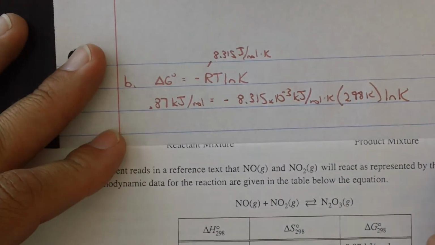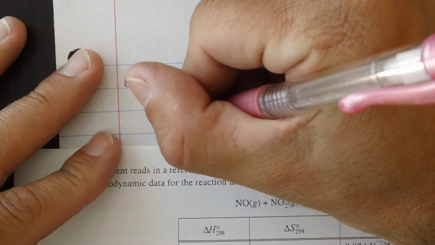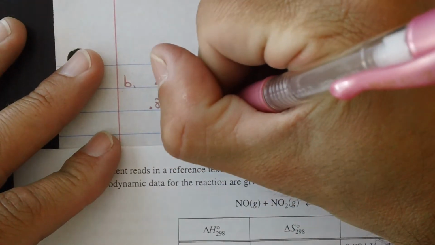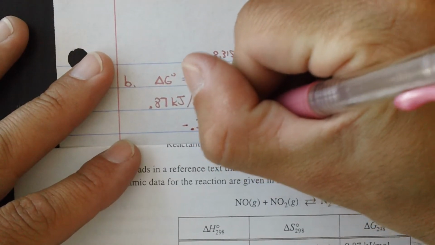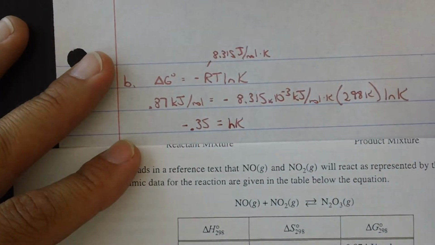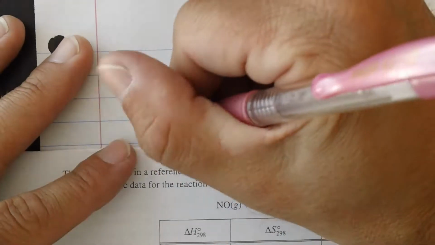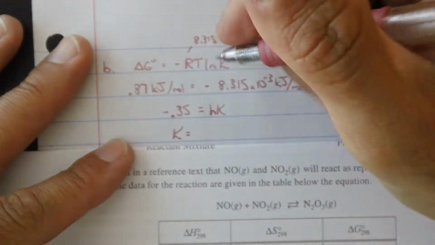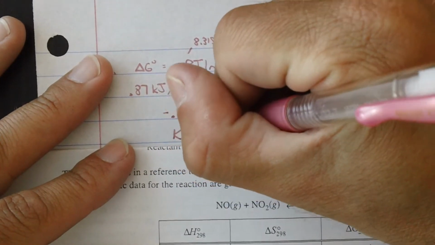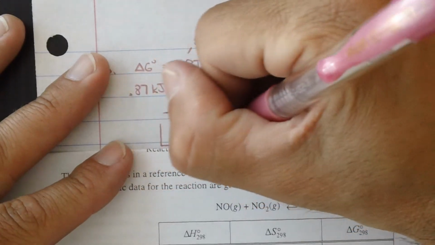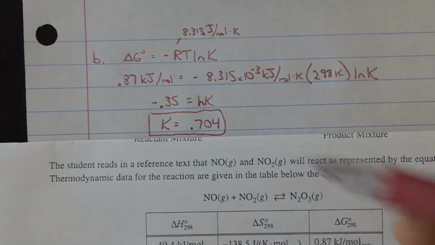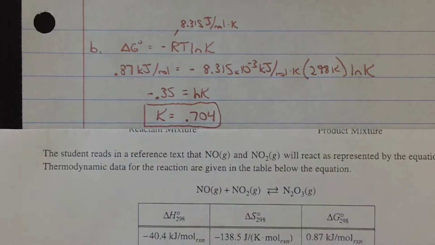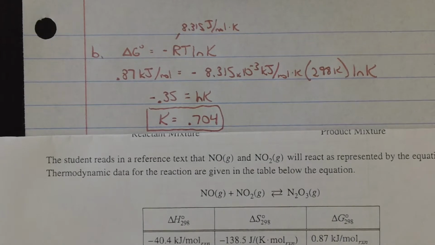And so when I take 0.87 divided by those other 2, I get a negative 0.35. Don't forget your negative sign here. Negative 0.35 is equal to the natural log of K. And my big K there equals 0.704. No unit on big K, but we can calculate big K. Even though there's no acid-base equilibrium, that's an equilibrium constant, and you should be comfortable converting from delta G to K. That's B1.